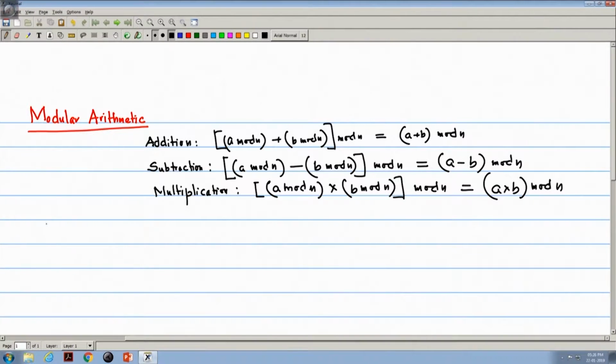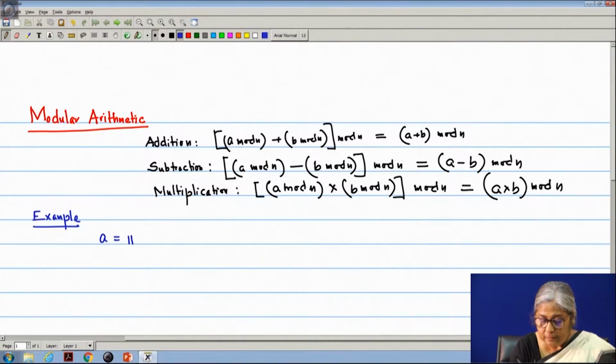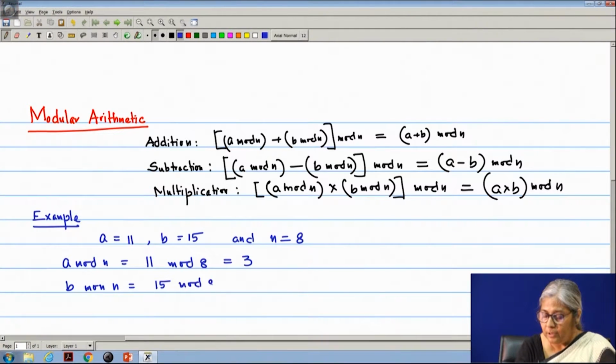Now, we take one example. Say we take a equal to 11, b equal to 15 and n equal to 8. So, for the addition, a modulo n first we do: 11 modulo 8 is 3. Similarly, b modulo n is 15 modulo 8, and this is equal to 7.